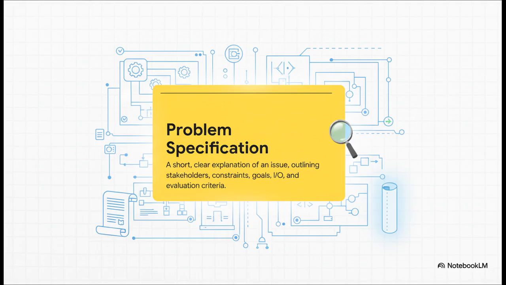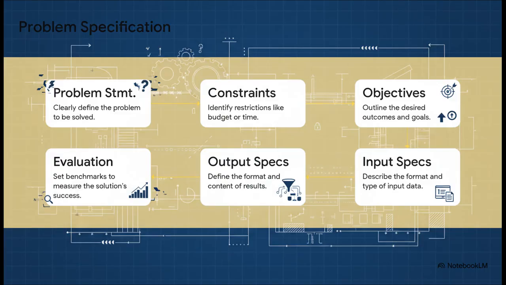Now, you've got to understand, this is not just a casual description. It is a formal, precise blueprint that outlines every single essential part of the problem. It details everything: who's involved, what the limits are, what the goals are. Without a solid problem specification, any solution you come up with is basically just a shot in the dark. So how do you actually build this blueprint?